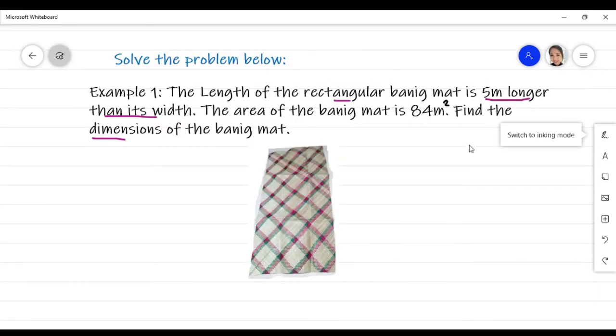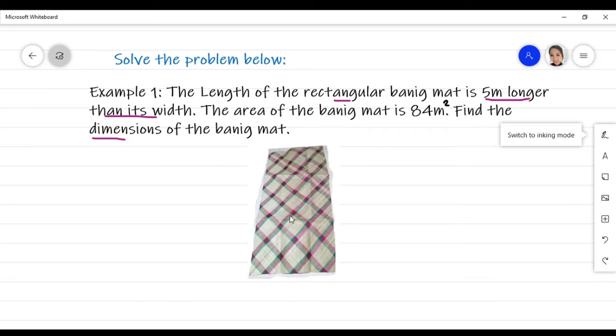Let's solve the problem below. Example number 1, the length of the rectangular banigmat, so this one, is 5 meters longer than its width. The area of the banigmat is 84 meters squared. Find the dimensions of the banigmat. So when we were asked to find the dimensions, meaning we want to find the length of the sides of the banigmat. So what is the shape of the banigmat?